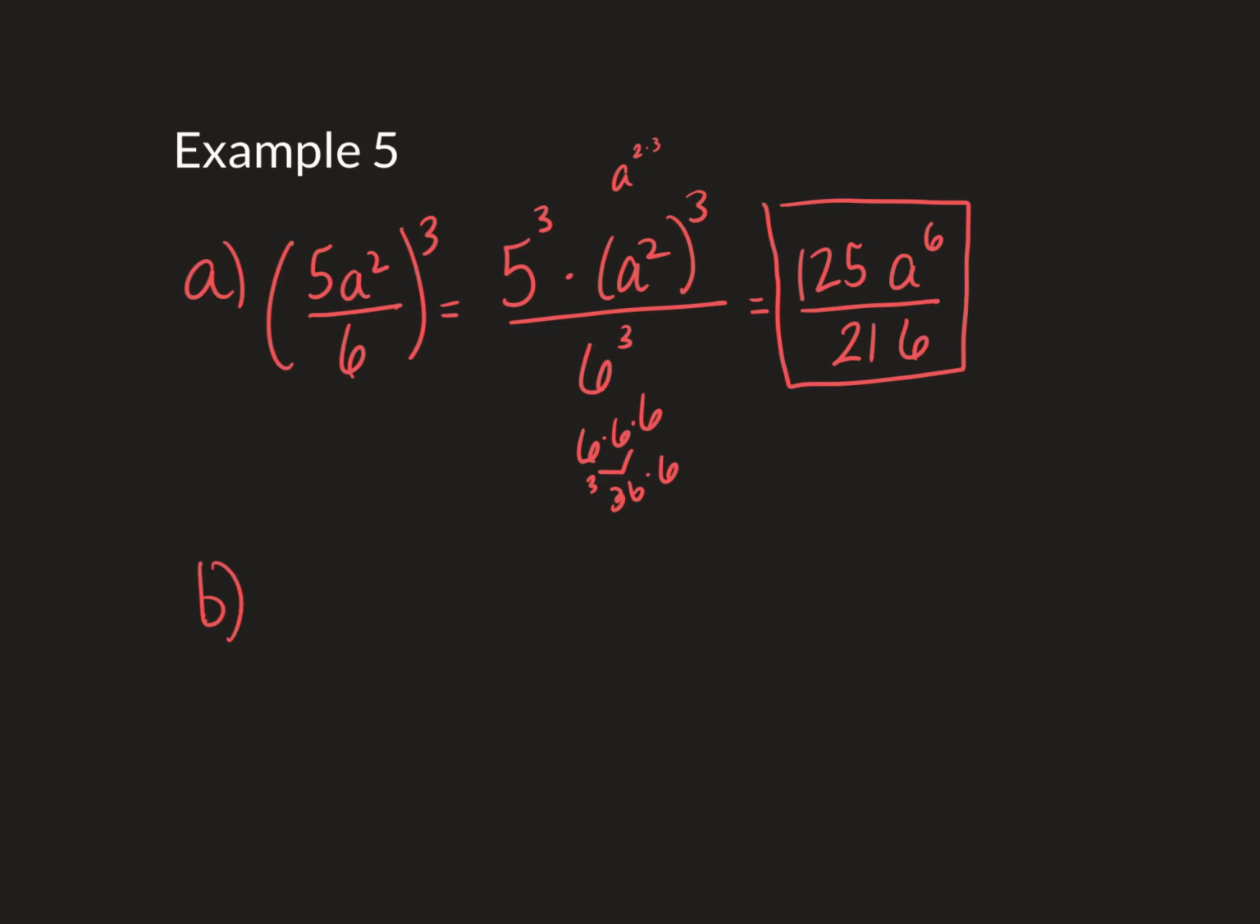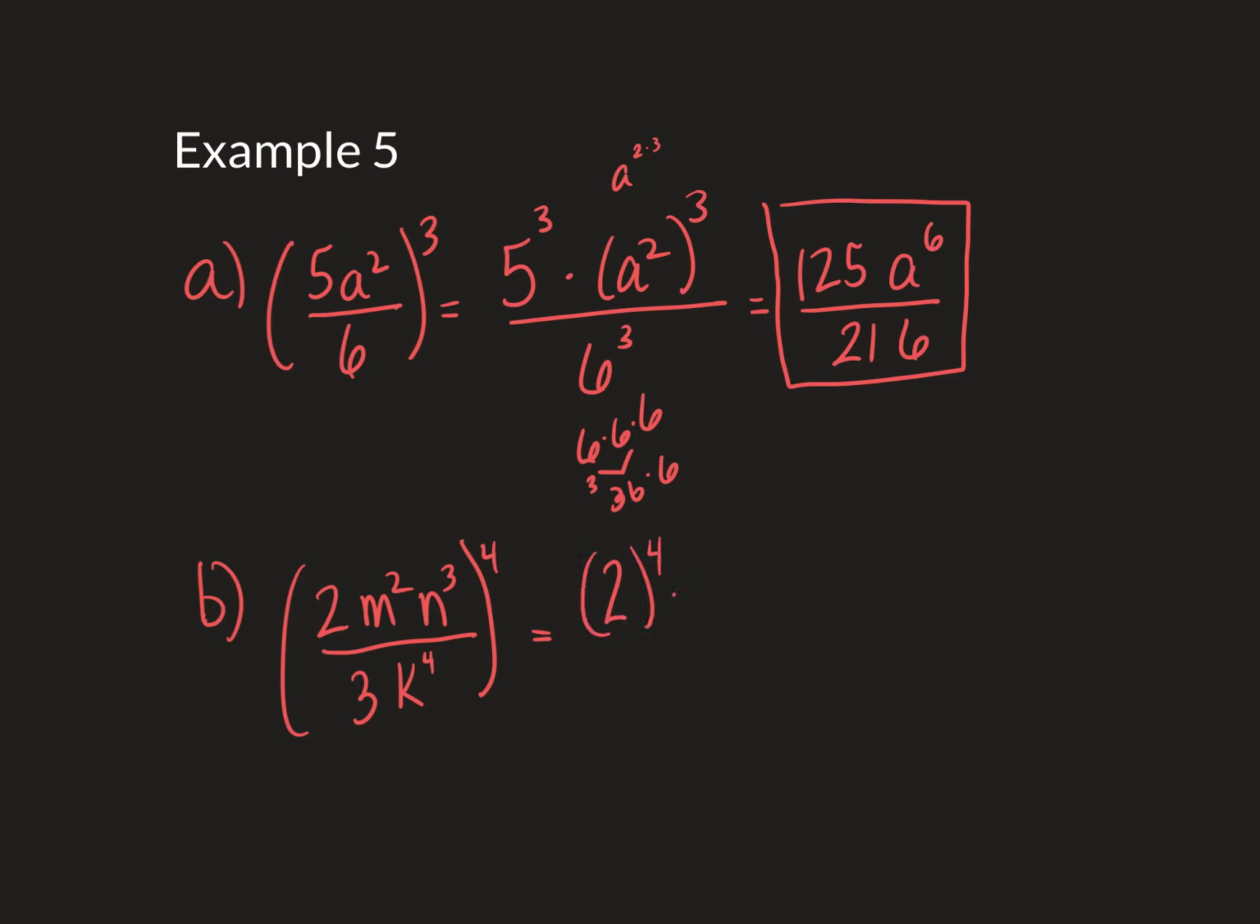For letter B, I have 2 m to the second n to the third divided by 3 k to the fourth. And all of that is raised to the fourth power. So you raise each of those to the fourth power.